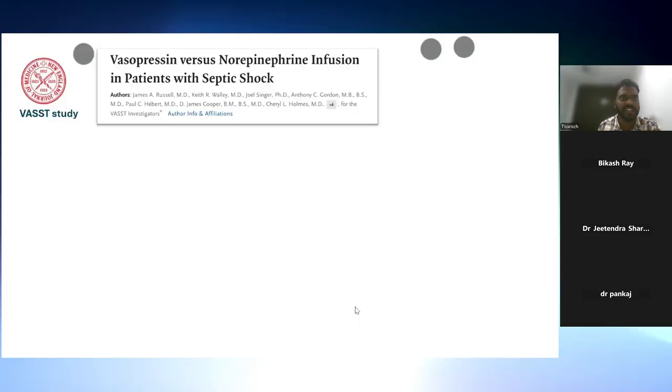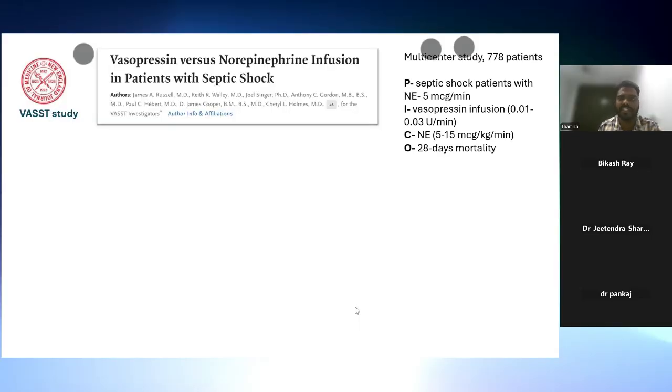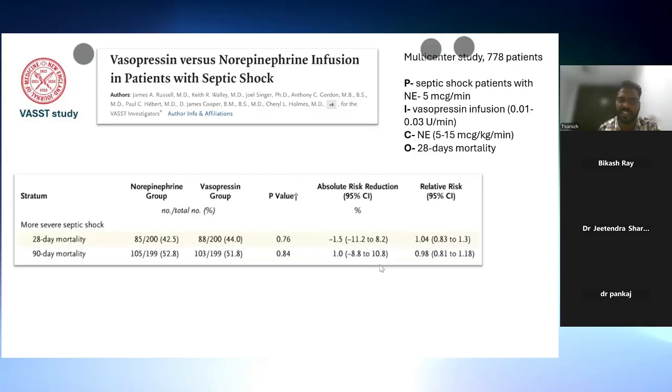So this is the VAST study, which is published in NEJM. It is a multi-center study which had 778 patients. Here, the population group is septic shock patients on norepinephrine, in whom it is going at around 5 mcg per minute. So here, in the intervention group, they used vasopressin, and in the control group, they continued noradrenaline up to 15 mcg per kg per minute. Their primary outcome was 28-day mortality. So the result showed no significant difference in the 28-day mortality between the norepinephrine and vasopressin groups.